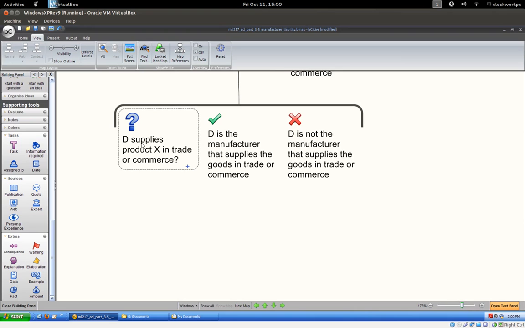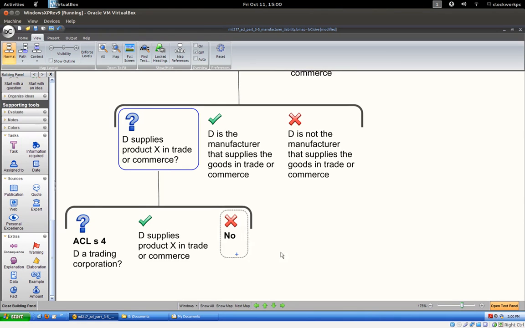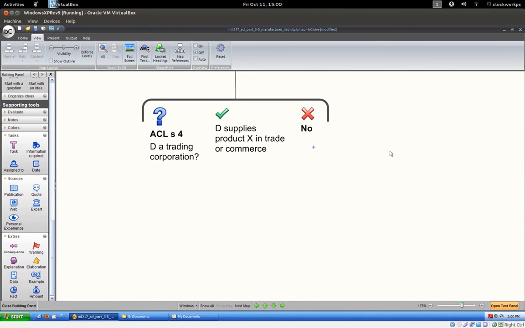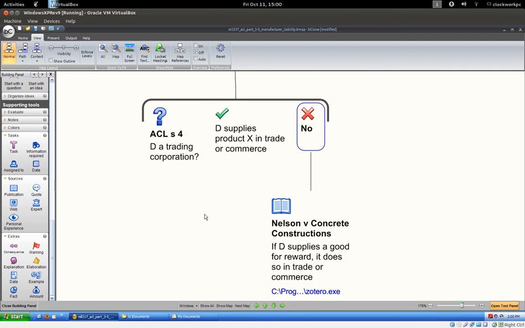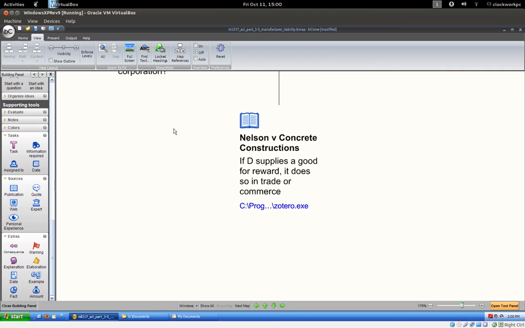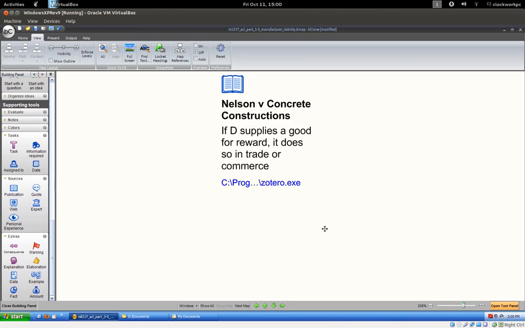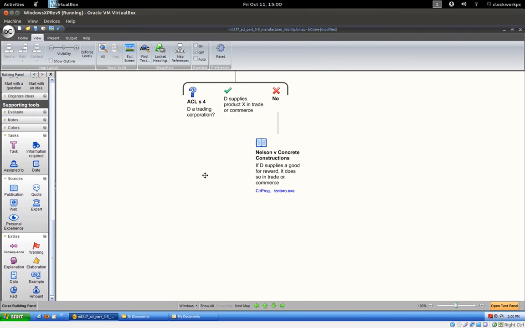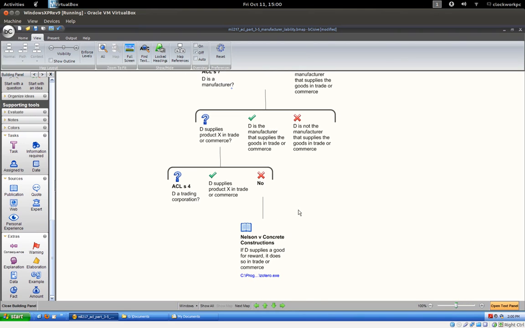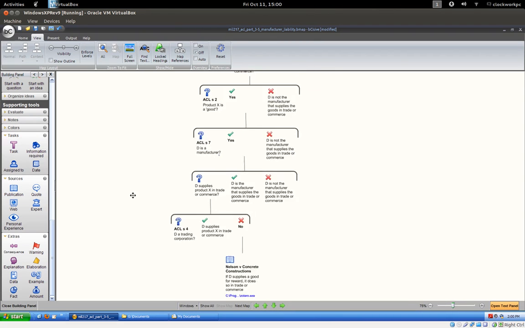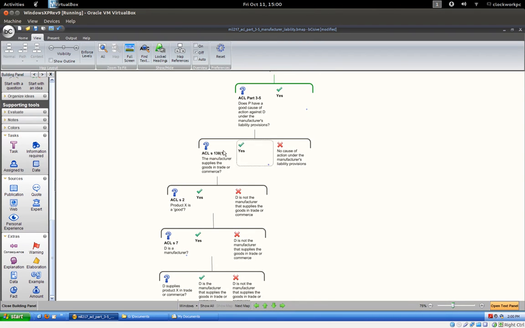So if the product is a good and the defendant is a manufacturer, then you ask whether the defendant supplies the product in trade or commerce. Is the defendant a trading corporation pursuant to ACL Section 4? Then it is held to be in trade or commerce. If we're not talking about a corporation, or alternatively, if D supplies a good for reward, it does so in trade or commerce. Basically, if there's anything to do with buying or selling, you can pretty much guarantee it's going to be in trade or commerce.